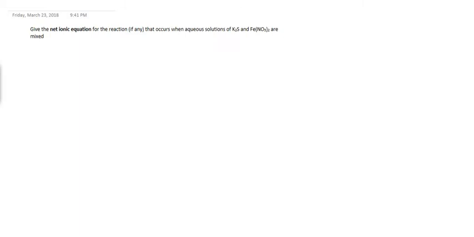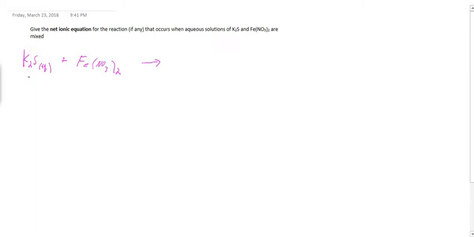These are aqueous, so I have K2S, and that's aqueous, plus I have iron nitrate, it's iron 2 nitrate, and then what is that going to produce, if any? Well, let's go ahead and do the reaction.